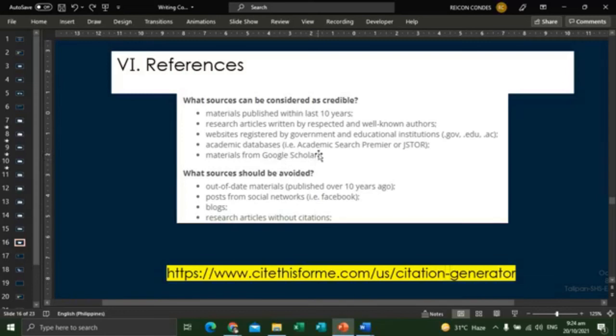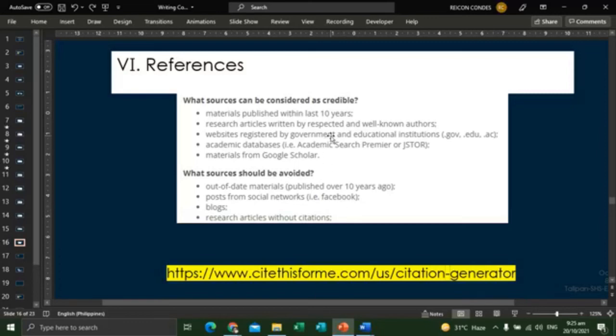Ito yung pinaka mabilis ninyong ma-access, ang Google Scholar. So, ang i-avoid yung out of date. Kaya nagbilang tayo ng years kanina na 10 years kapag books, 5 years kapag studies. So, it means 2012 pag books and 2017 kapag studies. So, yung mga blogs, iwasan natin yon, yung mga post sa social network, yung mga research articles na hindi naman na-review. So, iiwasan yung mga ganun.